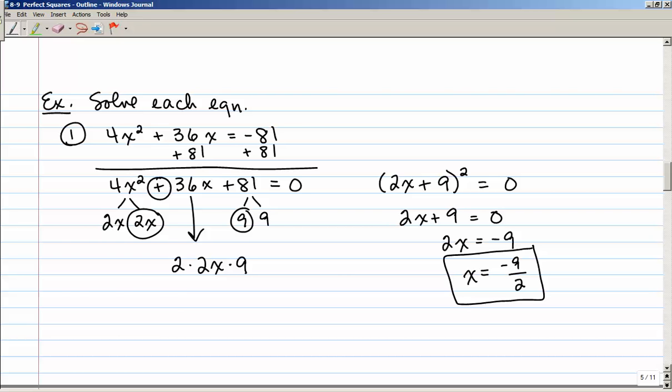Notice this one's a little bit different. There is only one answer, and that's okay. Remember what I said: because my biggest exponent is a 2, I can have as many as 2 answers. That also means I can have one answer or I can have no answers.